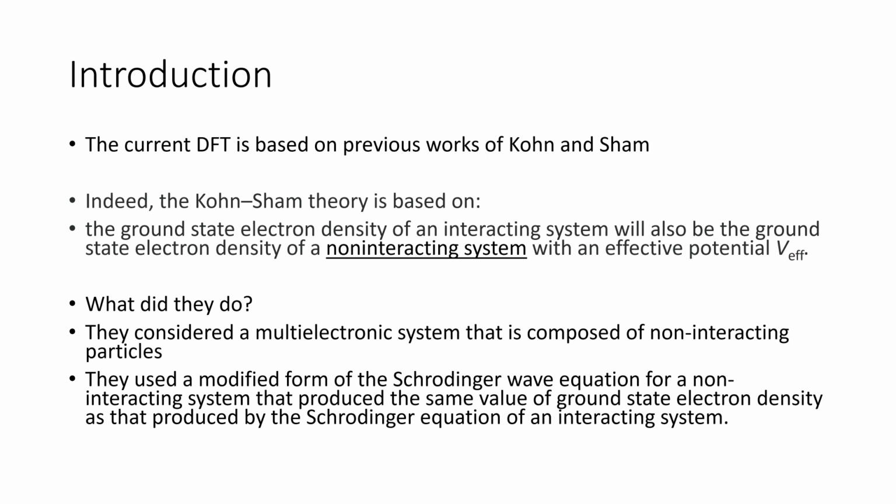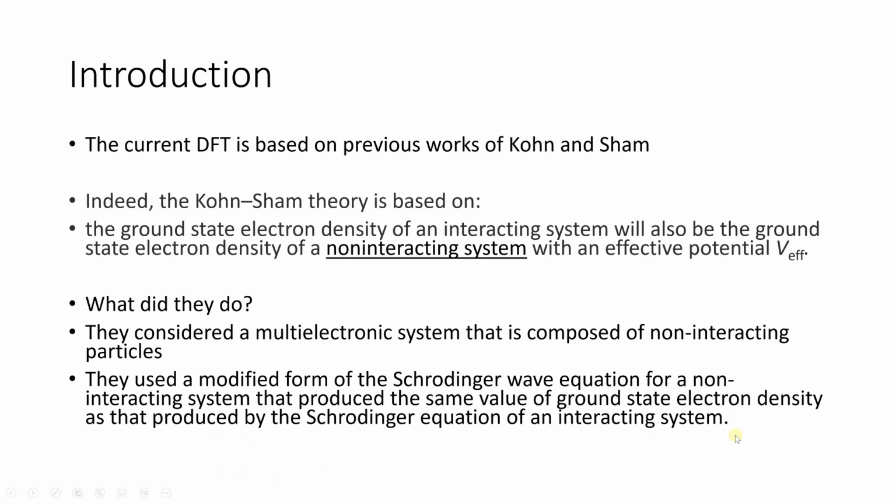Okay, so what did Kohn and Sham do? Kohn and Sham considered a many-body, multi-electronic system that is composed of non-interacting particles. So this is just a fictitious system. And how did they solve their system? They used a modified form of the Schrödinger wave equation for a non-interacting system that produced the same value of the ground state electron density as that produced by the Schrödinger equation of an interacting system.